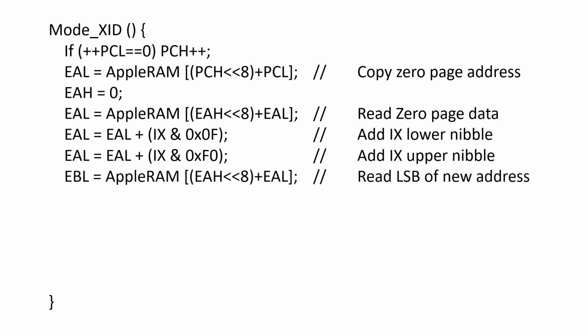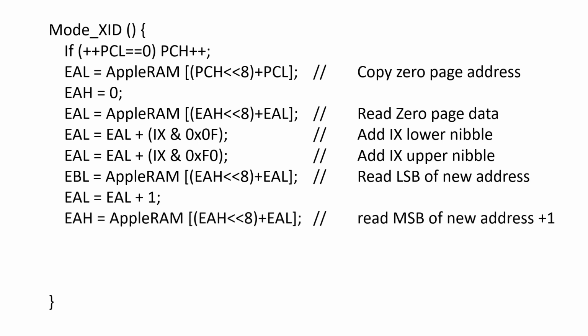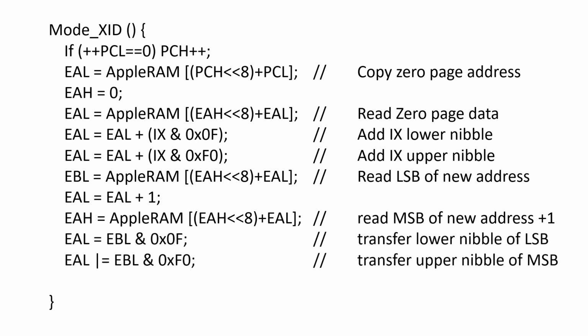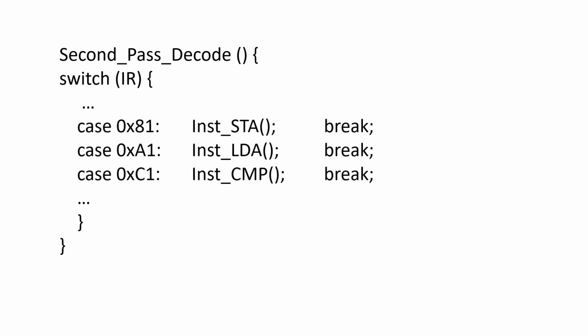So now I do a main memory read, storing the contents in EBL, increment EAL without carry. Next, I perform a main memory read, storing the value in EAH. And now I just need to transfer the value of EBL into EAL, but I'm going to do this 4 bits at a time as well, just to save space. By now, our computed effective address should be in EAH and EAL. Then we call second pass decode, and the rest should look pretty familiar.